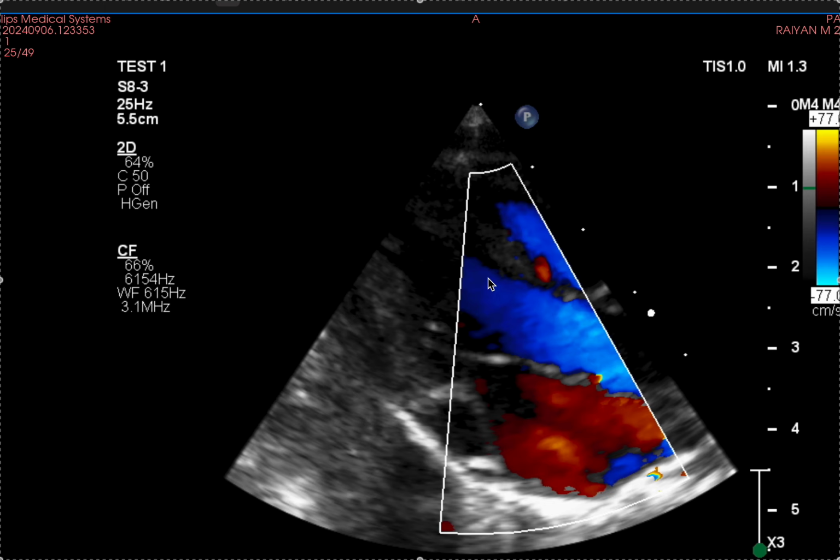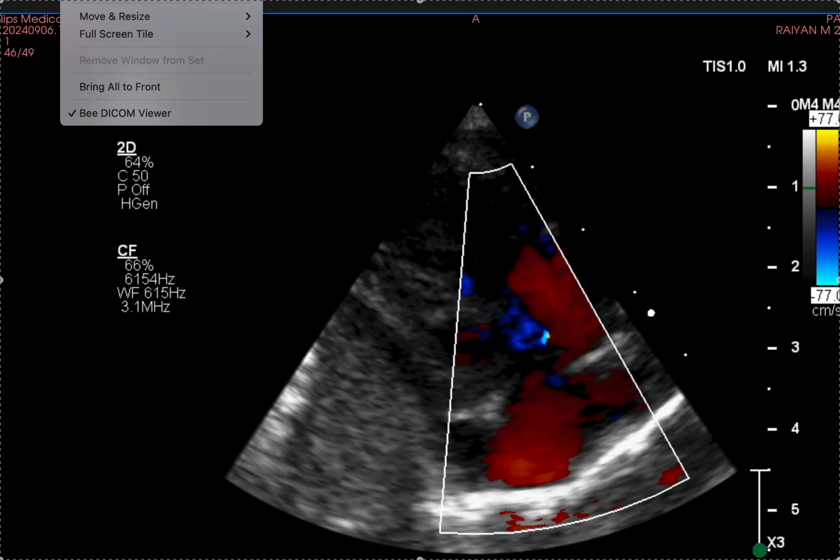Normally, the left innominate vein and right innominate vein join together to form the superior vena cava. But in this case, the left innominate vein drains directly into the coronary sinus, that is called left sided superior vena cava, and the right innominate drains into the right atrium, that is called the superior vena cava. The normal superior vena cava is also a right sided structure.